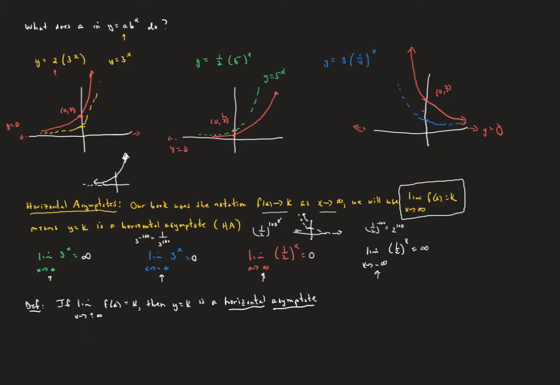So our definition of what it means to be a horizontal asymptote involves this limit notation. If the limit as x goes to infinity or the limit as x goes to negative infinity of the function is a finite number, then we say y equals that number is a horizontal asymptote. Let's go on to the next panel.